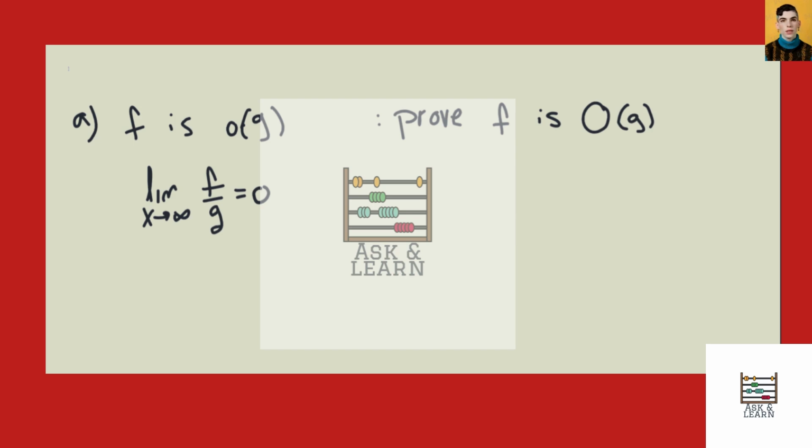Since the limit approaches 0, it doesn't really matter if we take the absolute value, right? Because the absolute value of 0 is 0. So therefore, we get that the limit as x approaches infinity of the absolute value of f over the absolute value of g is equal to the limit as x approaches infinity of the absolute value of the functions. All right, and this has to equal 0.